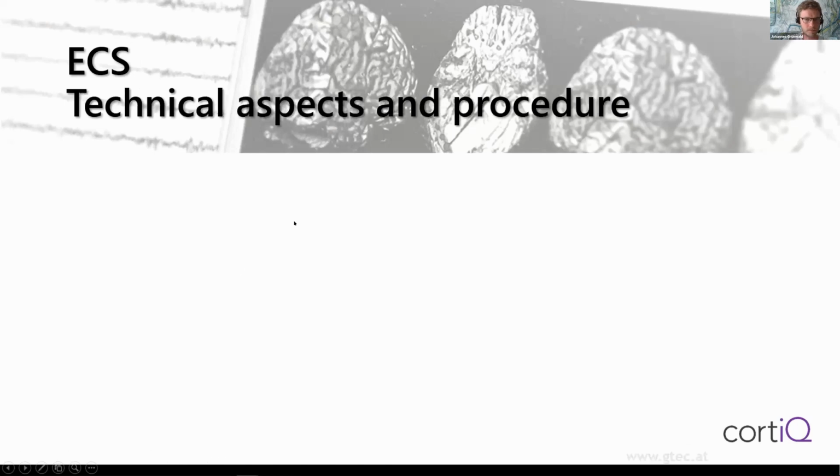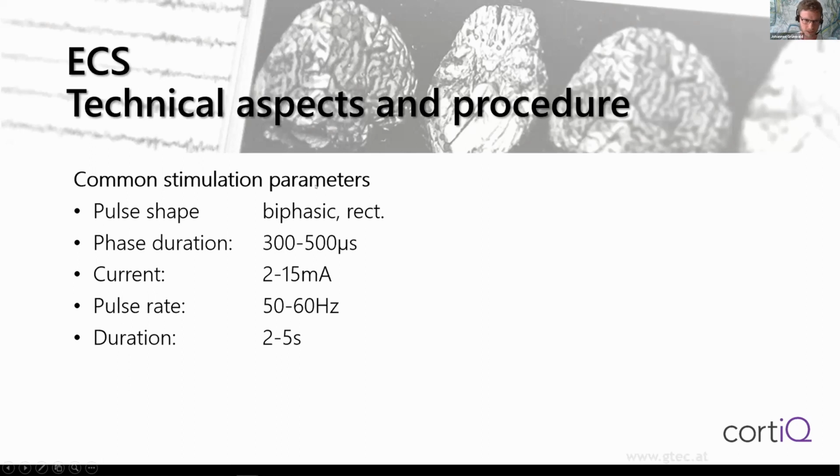All right. So a little bit from the engineering side, the technical aspects and procedure of ECS: we typically have a rectangular pulse shape, which is alternating, so biphasic, so to speak. It has a positive and a negative lobe. The duration of these pulses is 300 to 500 microseconds, and the current is usually between 2 and 15 milliamps. The pulses are delivered at a rate of 50 to 60 hertz, depending on the protocol. And usually we stimulate for between 2 and 5 seconds.